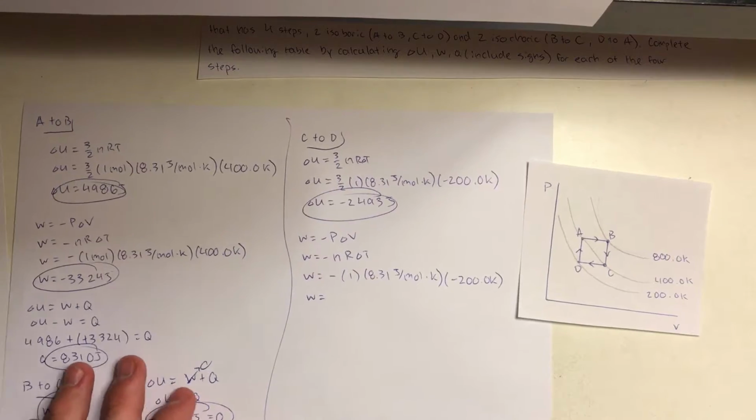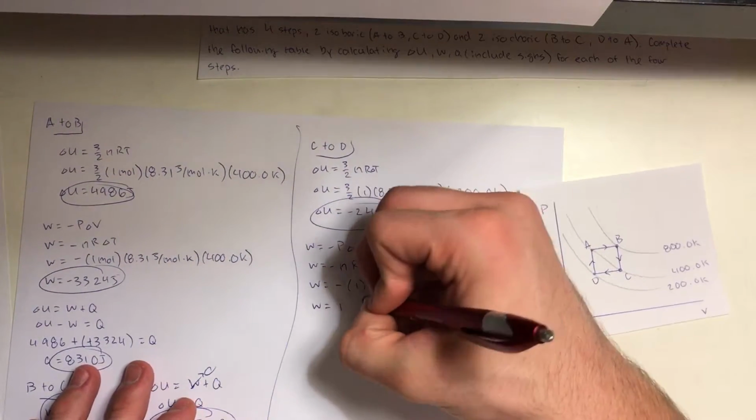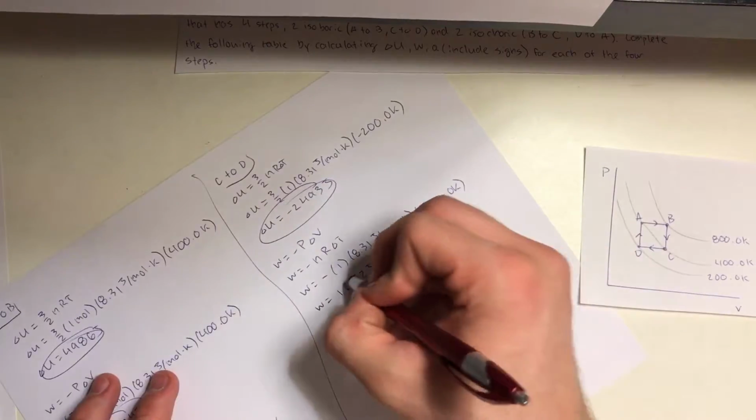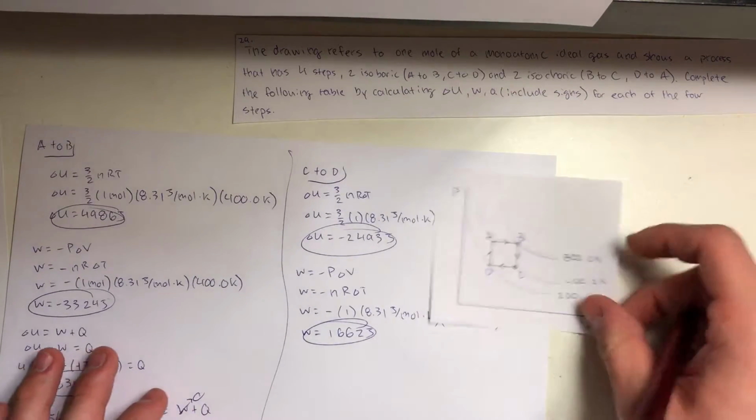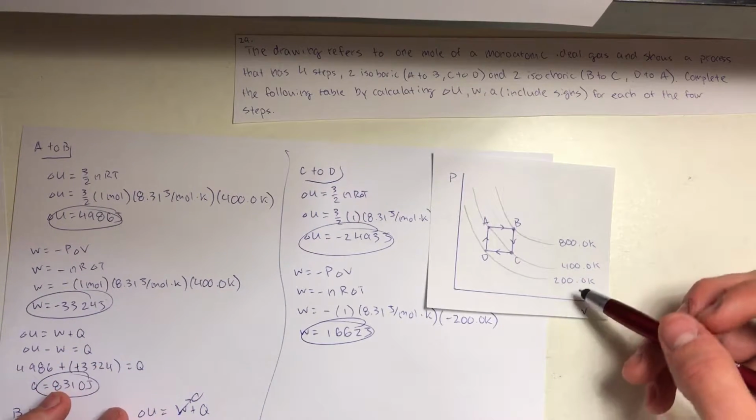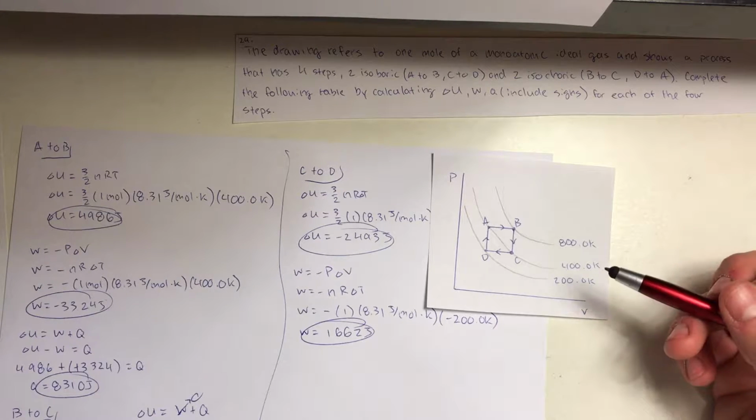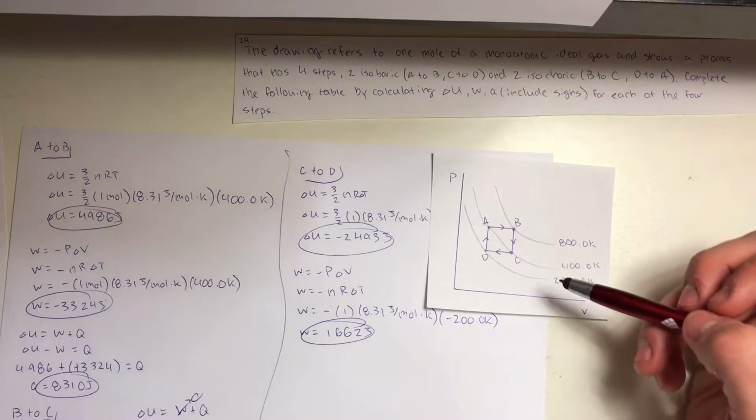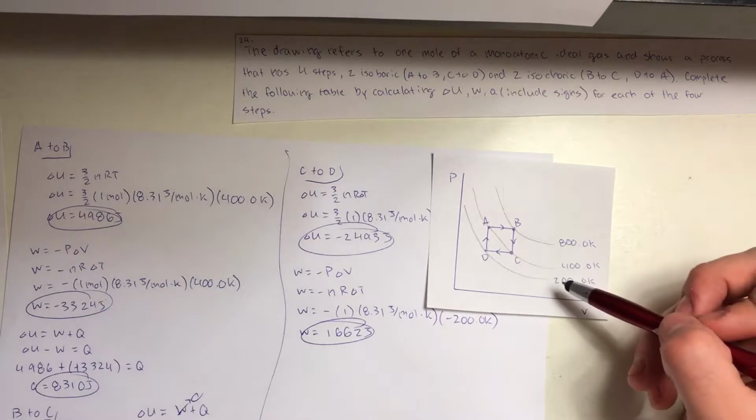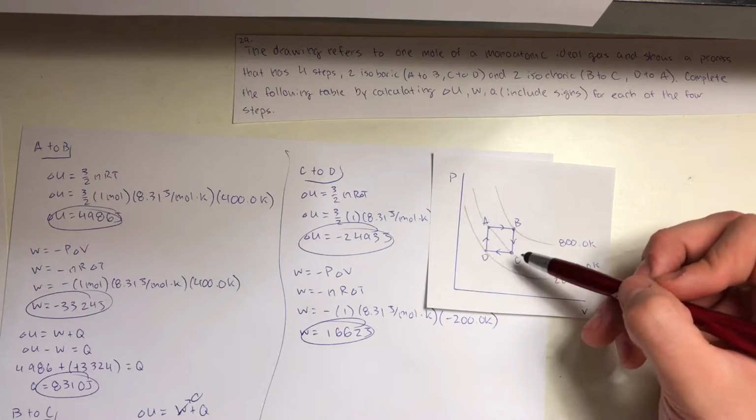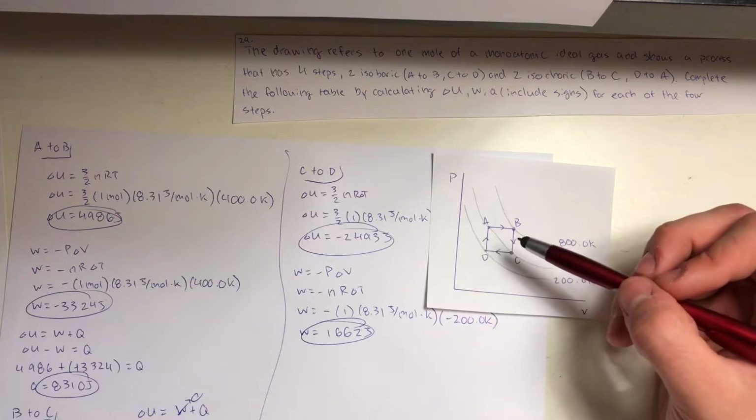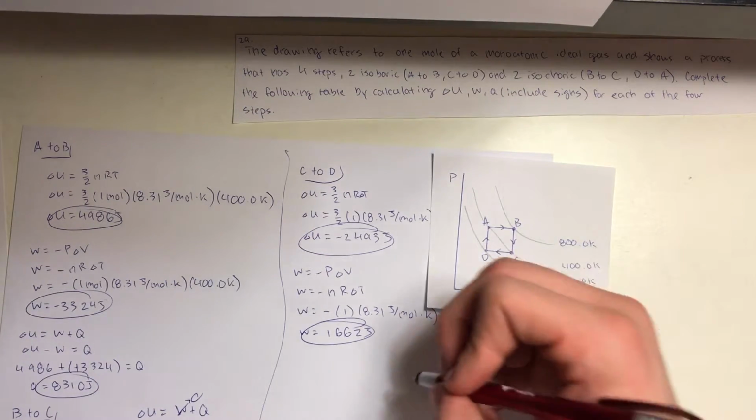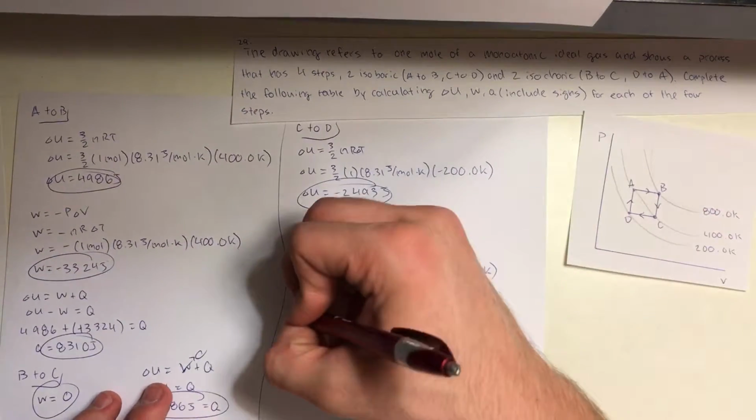and this time it's going to be positive, which of course makes sense. Of course it makes sense, right? Because in order for a gas to do work on the environment, it has to expand. And this time it's not expanding, it's condensing. So obviously work is being done to the gas. And then we'll just finish C to D off.